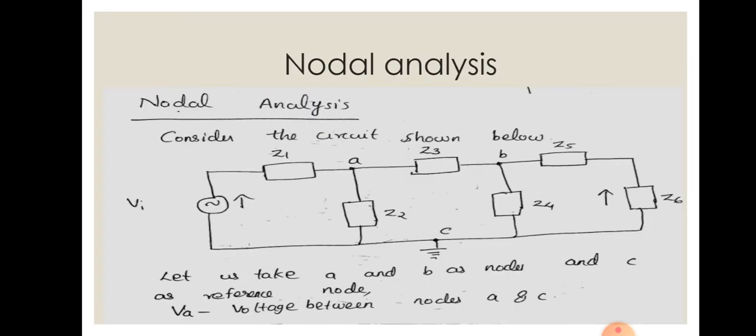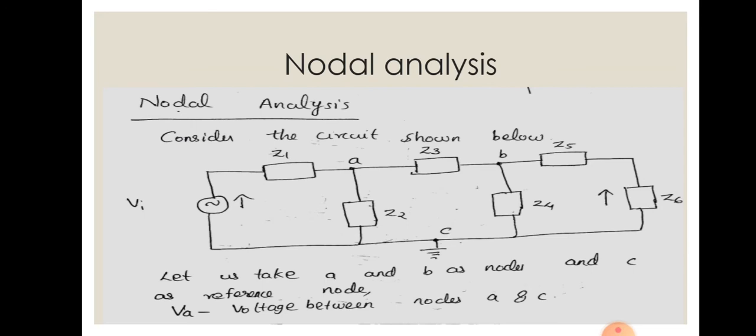Next we will go to the node analysis. Here a circuit is given, consider the circuit shown in the figure. The circuit contains impedances Z1, Z2, Z3, Z4, Z5 and Z6, and the source is an AC source, represented by E1. If you are going for nodal analysis, first of all you have to mark the nodes. Here the nodes are marked as A, B and C. C is the reference node, and VA is the voltage at node A, VB is the voltage at node B, and since C is the reference node, its voltage will be equal to 0.